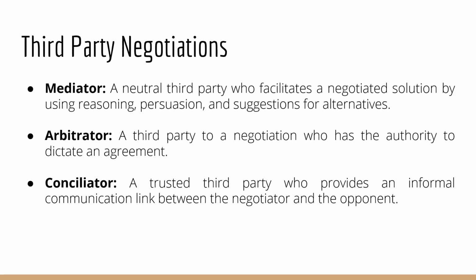Sometimes individuals or group representatives reach a stalemate and are unable to resolve their differences through direct negotiations. This is where the third-party negotiations are necessary. In this type of negotiations, there are three roles. The mediator, who is a neutral third party who facilitates a negotiated solution by using reasoning, persuasion, and suggestion for alternatives. The arbitrator, who is a third party to a negotiation who has the authority to dictate an agreement, and the conciliator, who is a trusted third party who provides an informal communication link between the negotiator and the opponent.